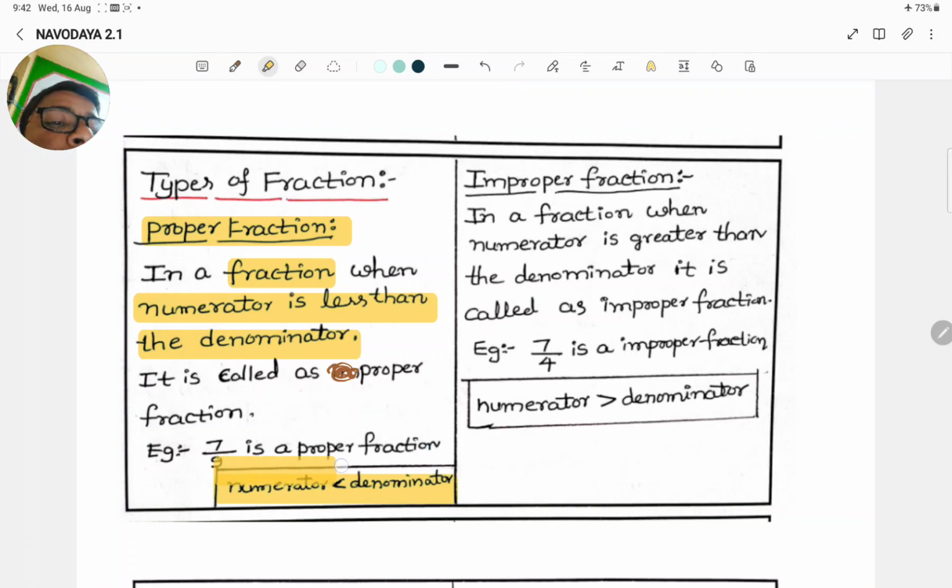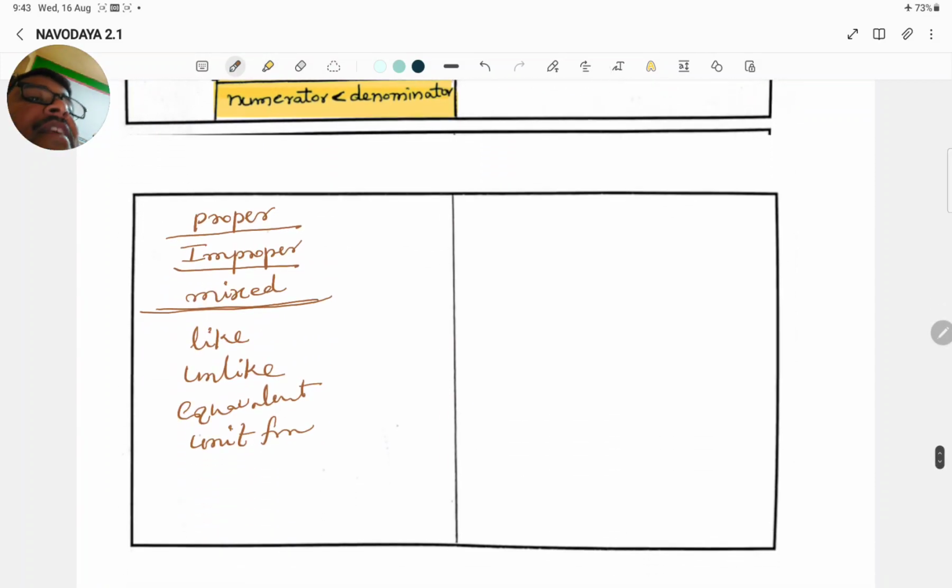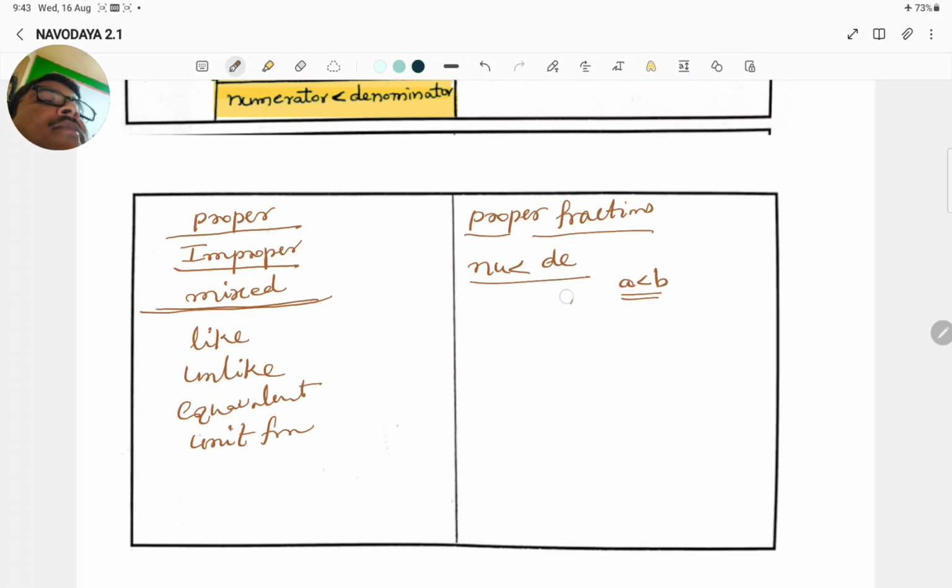In a proper fraction, the denominator is greater compared to the numerator, or the numerator is lesser compared to the denominator. Such types of fractions are called proper fractions. In proper fractions, the numerator is less than the denominator. That means a is less than b. a by b is a fraction, a is less than b, that's why this is a proper fraction.